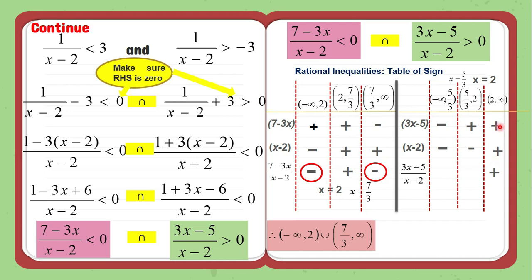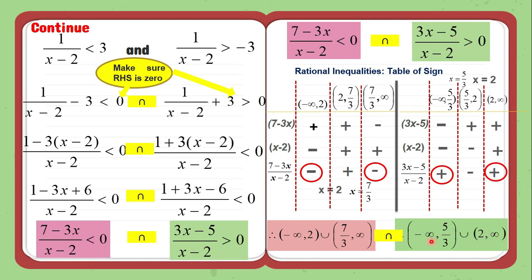Finally, we want to find the answer. Positive becomes positive. Positive divided by negative is negative, and negative divided by negative, you get a positive. So returning to this part, the inequality sign is more than, so we choose the positive sign. So the final answer for this one is the open interval negative infinity until 5/3 union 2 until infinity.